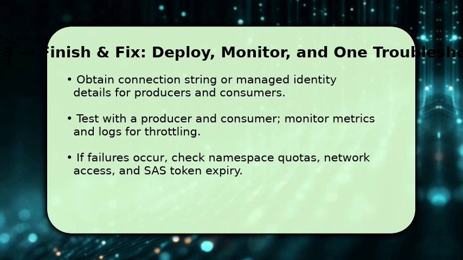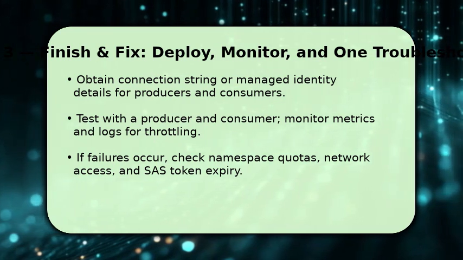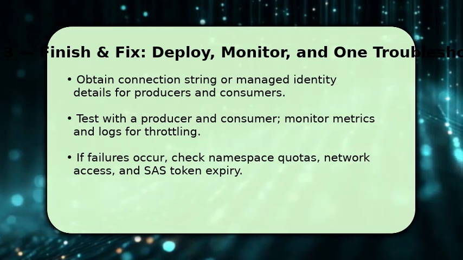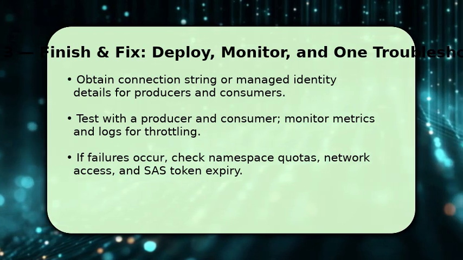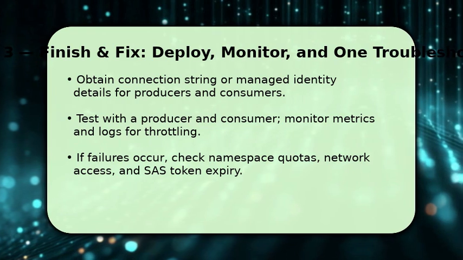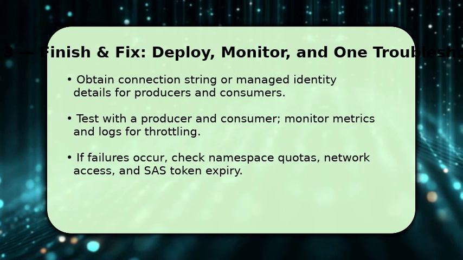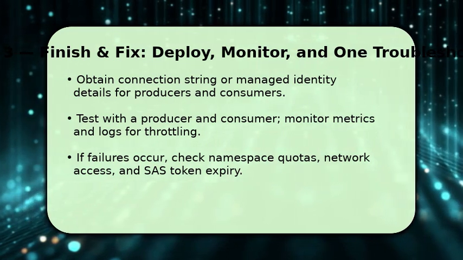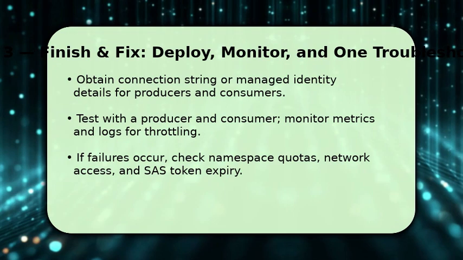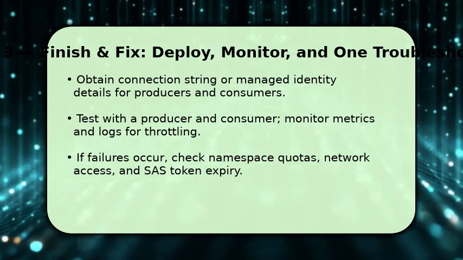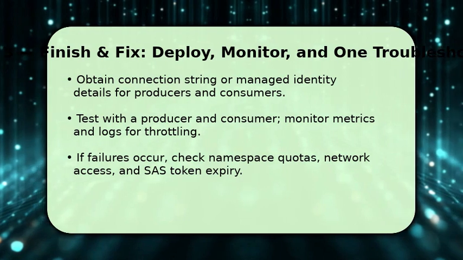Then run a simple producer and consumer test while watching metrics like incoming MB/s and throttled requests. If things go wrong, make sure to check quota limits, network firewall, and VNet rules, and that SAS tokens or certificates haven't expired. If you still see issues, enable diagnostics logs and consult throttling metrics to identify the next corrective step.